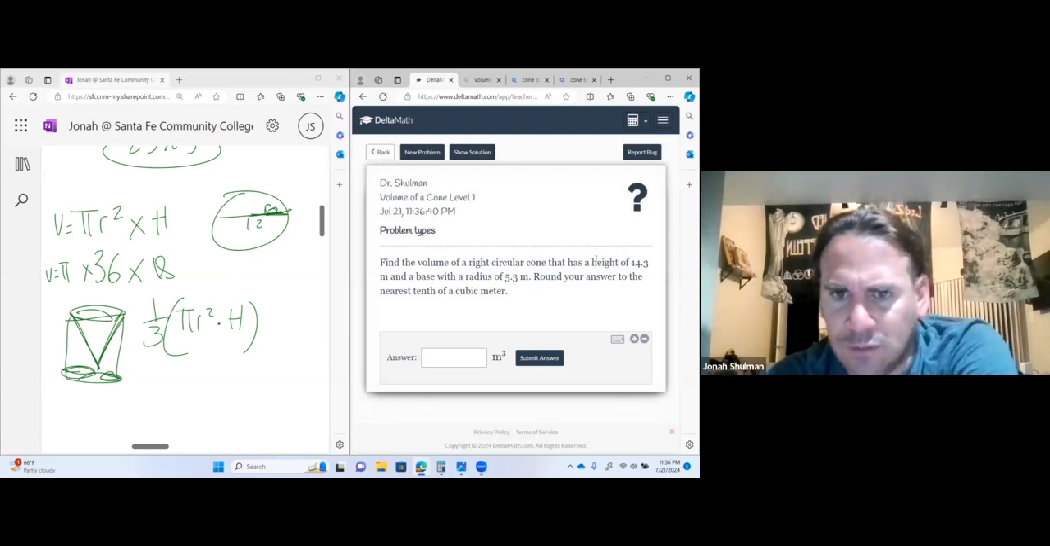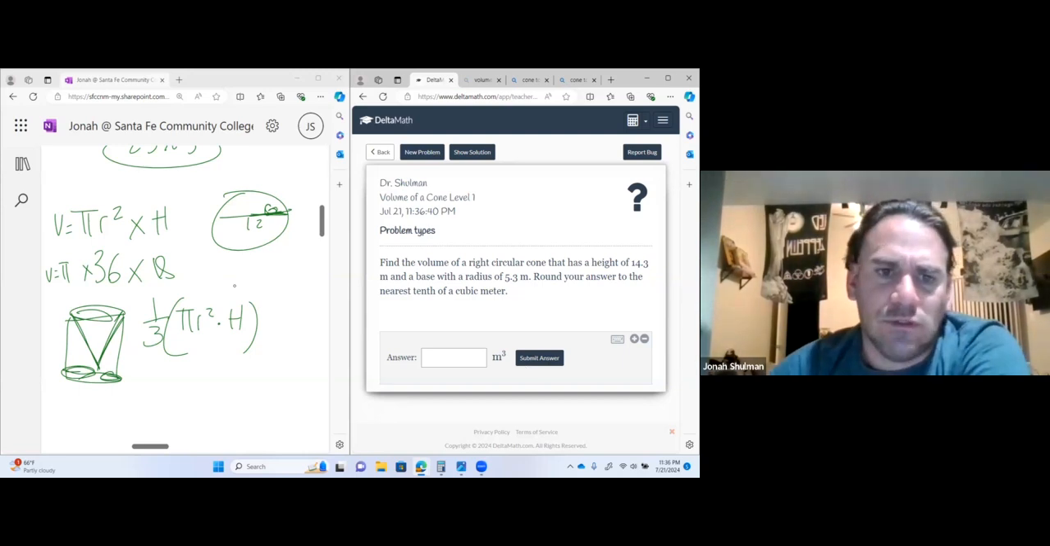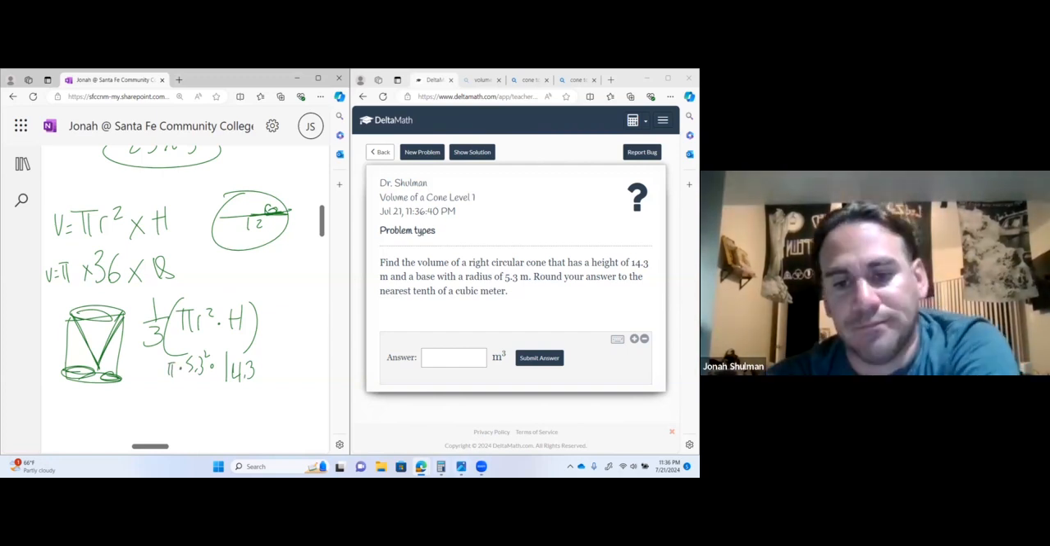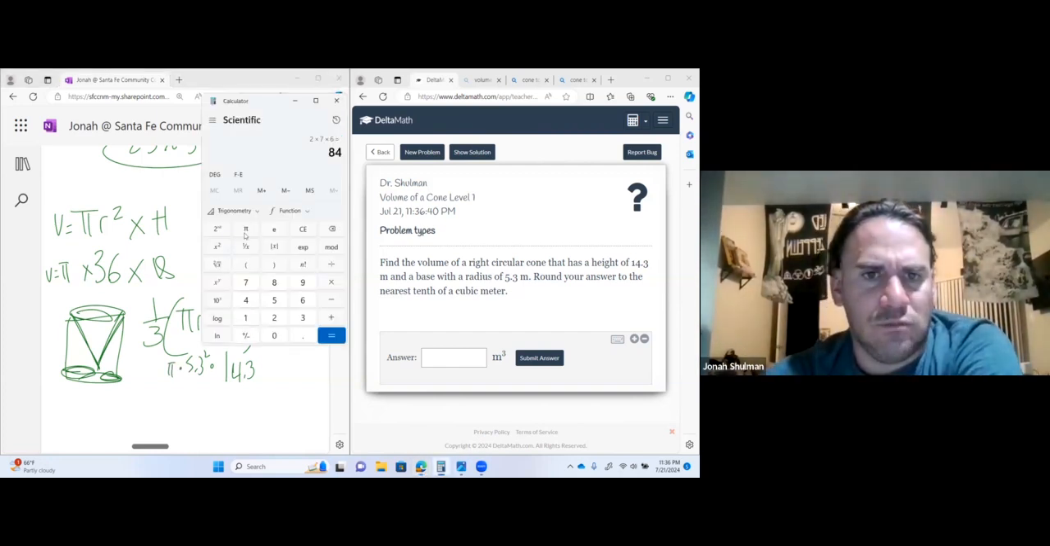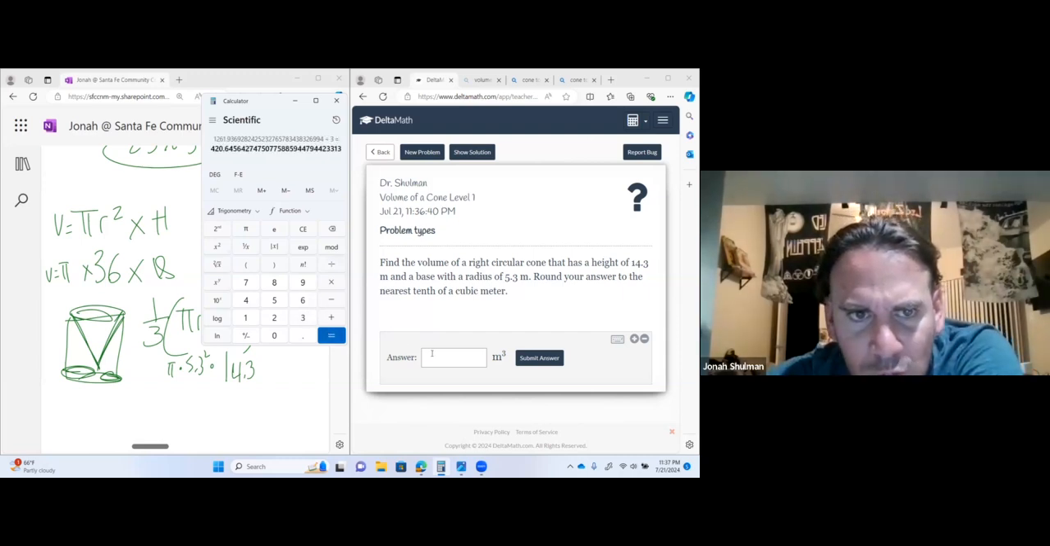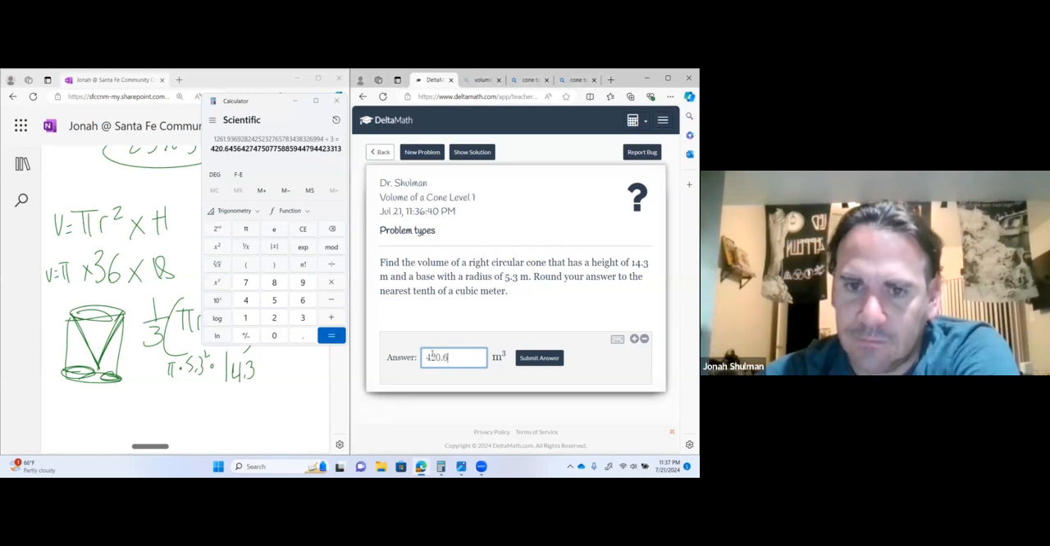Cone has a height of 14.3 and a base radius of 5.3. So all we have to do is take 14.3 times 5.3 squared times pi, and then we divide it by 3. So we can do 5.3 squared times pi times 14.3. We just divide this answer by 3. And to the nearest tenth is 420.6. There's your cone.